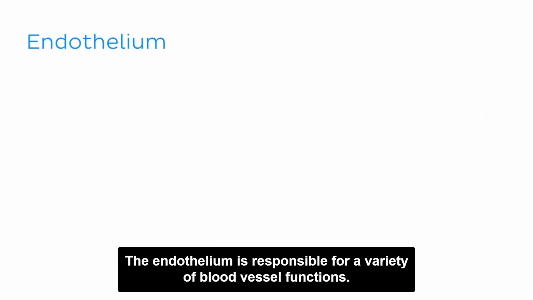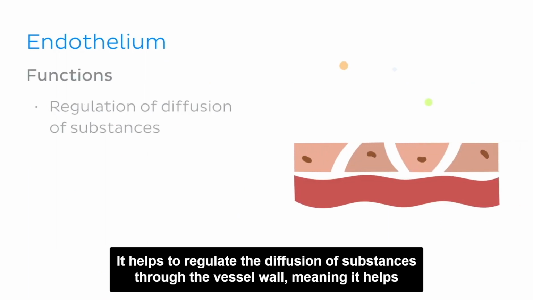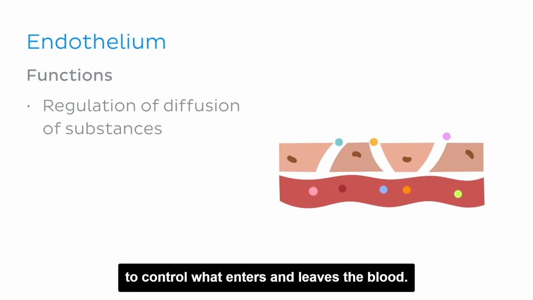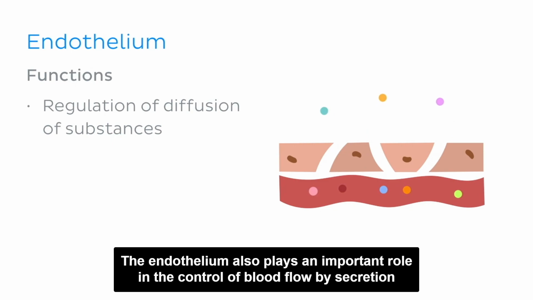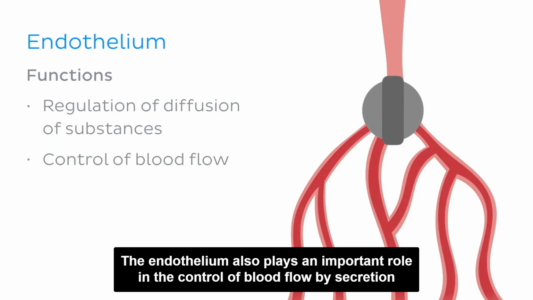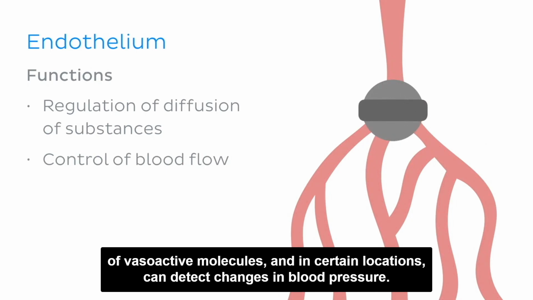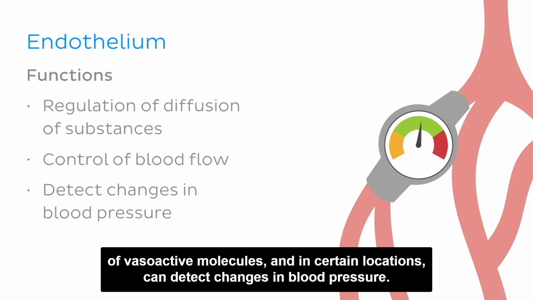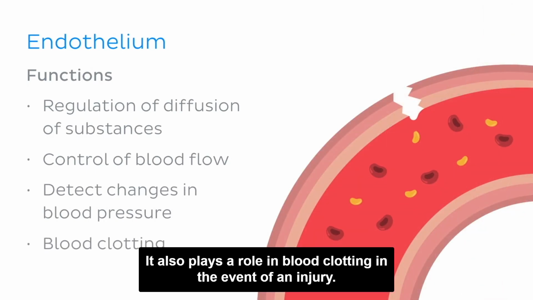The endothelium is responsible for a variety of blood vessel functions. It helps to regulate the diffusion of substances through the vessel wall, meaning it helps to control what enters and leaves the blood. The endothelium also plays an important role in the control of blood flow by secretion of vasoactive molecules, and in certain locations can detect changes in blood pressure. It also plays a role in blood clotting in the event of an injury.